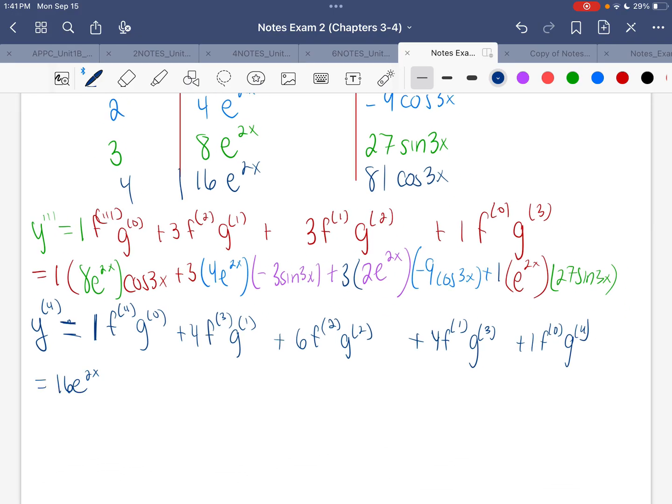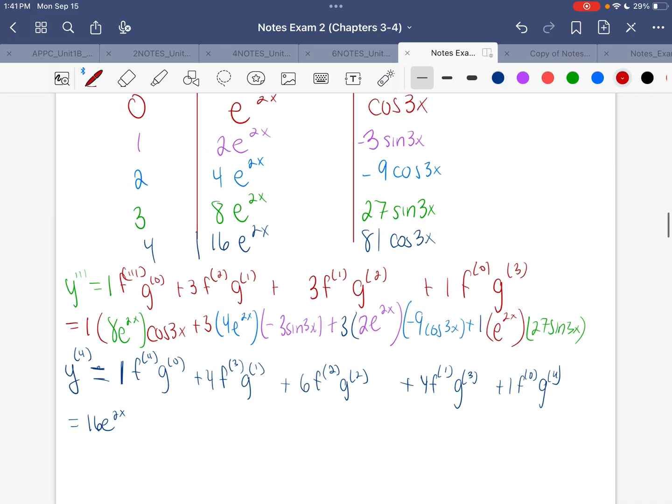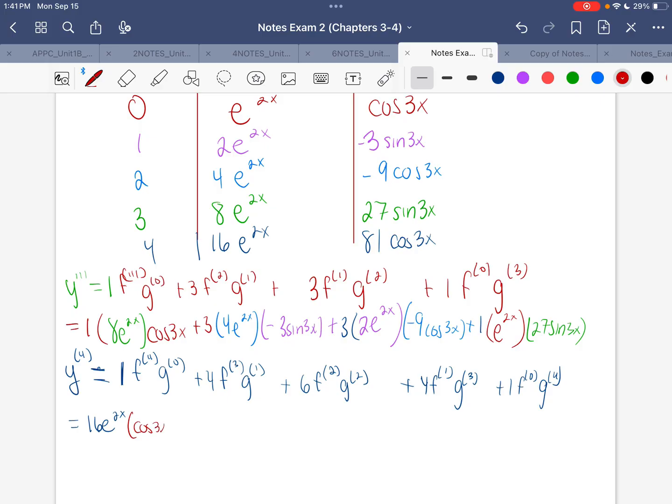So 16e to the 2x, plus 4 times 8e to the 2x times -3 sine 3x, plus 6 times the second derivative, 4e to the 2x, times -9 cosine 3x, plus the first derivative of f, 2e to the 2x, times the third derivative of g, 27 sine 3x.